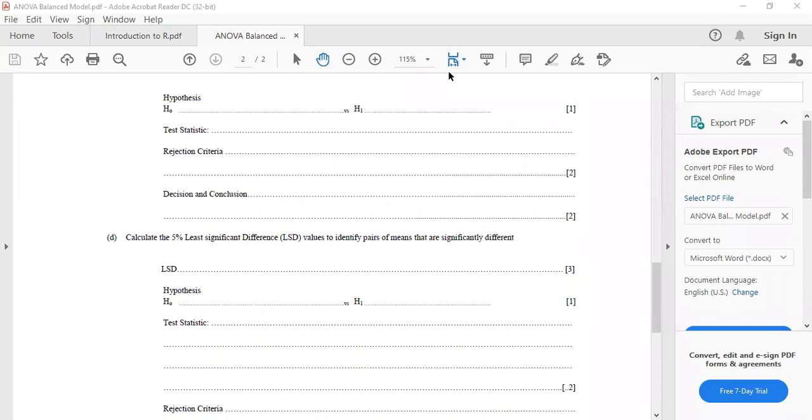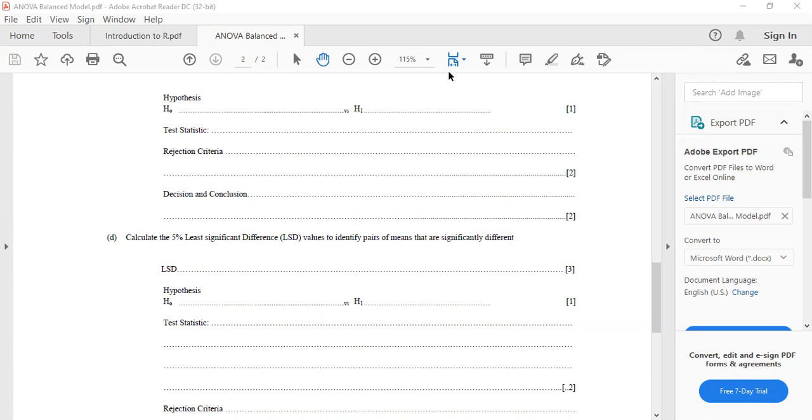It's 3.588 minus 4.476. You'll get negative 0.888, but in modulus, it means you'll get positive 0.888. Yeah, that's correct. So make sure, guys, if you get a negative answer, you need to take the absolute value. Right? Next, y bar 1 dot minus y bar 3 dot.